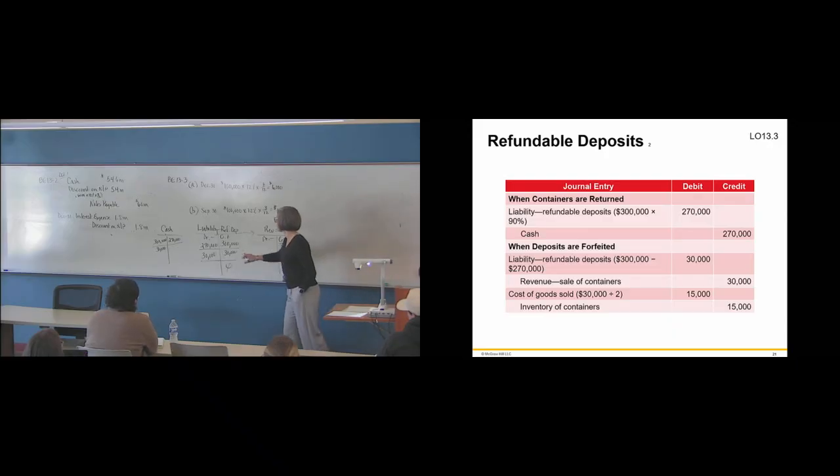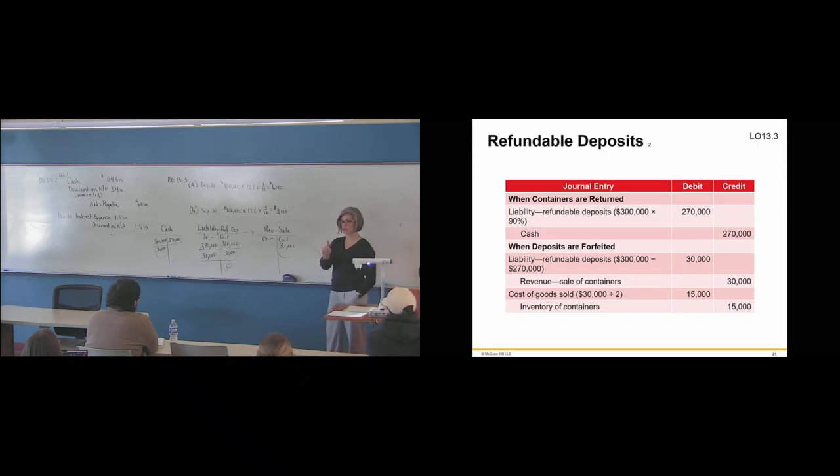Well, this is zero now, right? But what do you notice about cash and revenue? Aren't they the same amount? So it's kind of like if you would have sold them in the first place, you would have debited cash and credited revenue for 30,000, right?